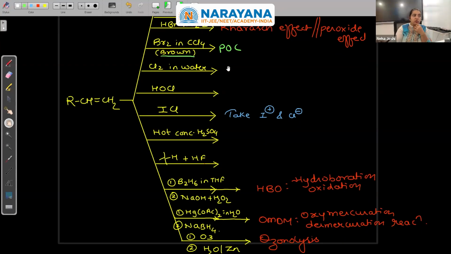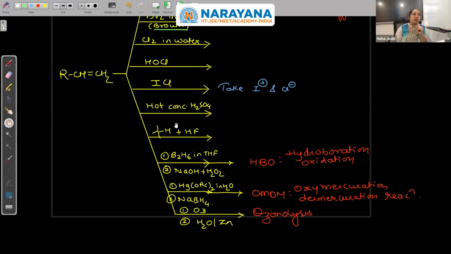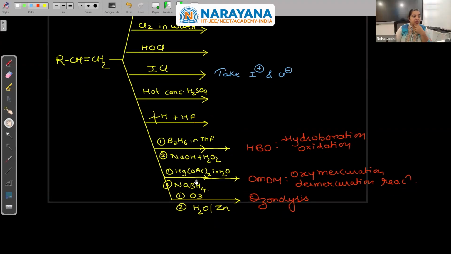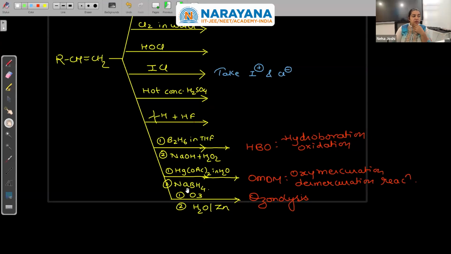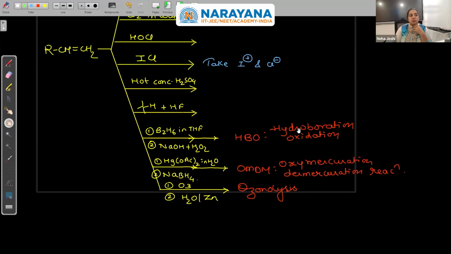Chlorine in water, you will have halohydrin forms. HOCl, same as chlorine in water. Interhalogen compound, then take I positive Cl minus and add Markovnikov. Hot concentrated H2SO4 is alkenes combining with another alkene that we'll see. This is one more reaction you should know. Then comes these 3 very important reactions in the last. B2H6 in THF followed by NaOH, H2O2 is HBO, hydroboration oxidation. Mercuric acetate followed by NaBH4 is OMDM and the ozonolysis.